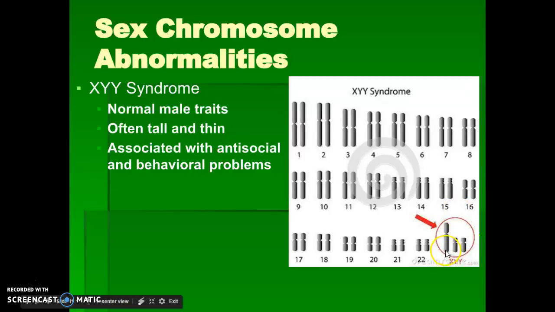XYY, if you look around here, you have one X and two Ys. Normal male traits, but they are often very, very tall and very, very thin. And where their, I guess, problems come are antisocial and some behavioral problems.